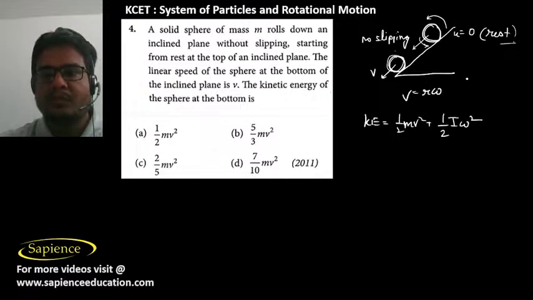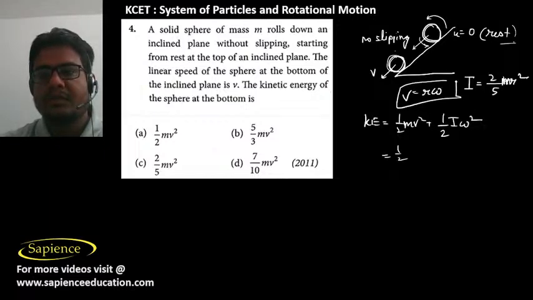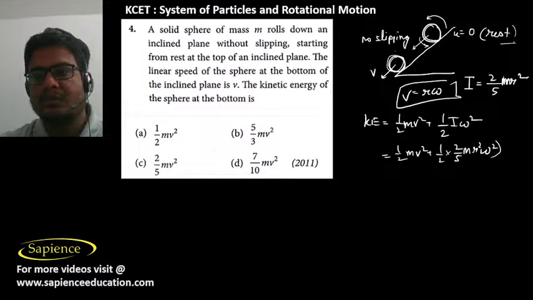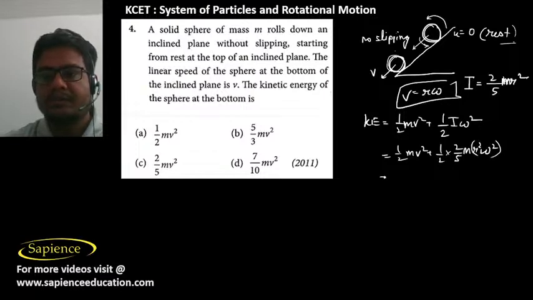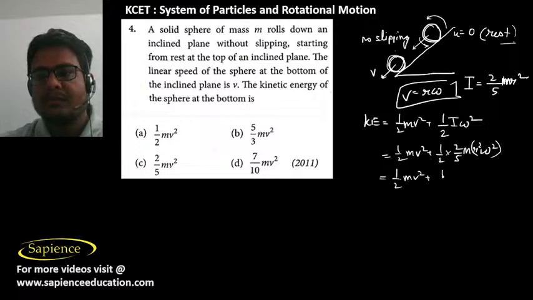So the moment of inertia of the sphere is given as 2 by 5 mr square. So therefore, and v equals r omega, that's why you will say half mv square plus half into 2 by 5 mr square into omega square. So r square omega square is v square. So this will be equal to half mv square plus half into 2 by 5 mv square.